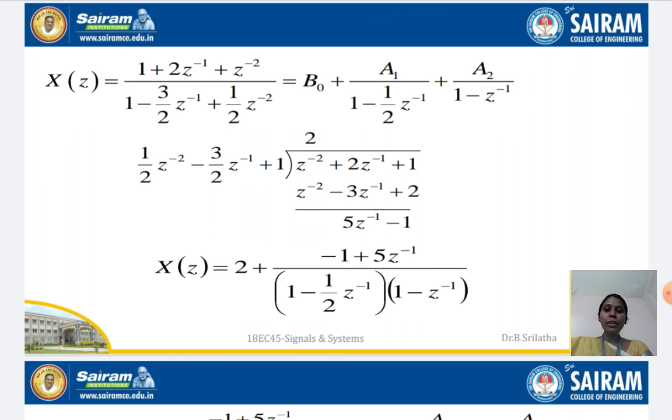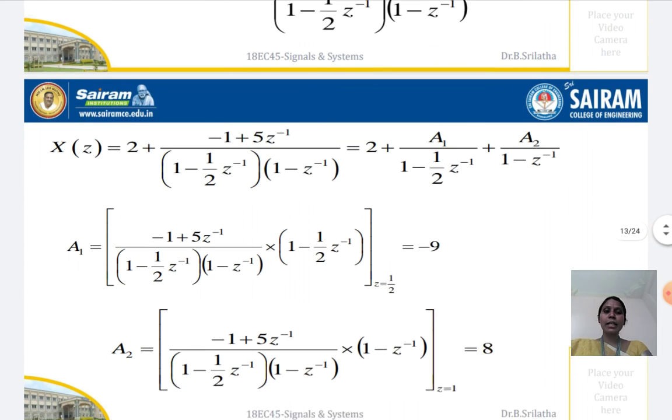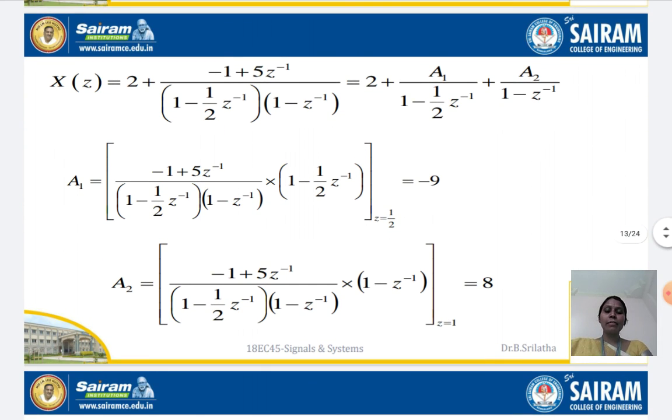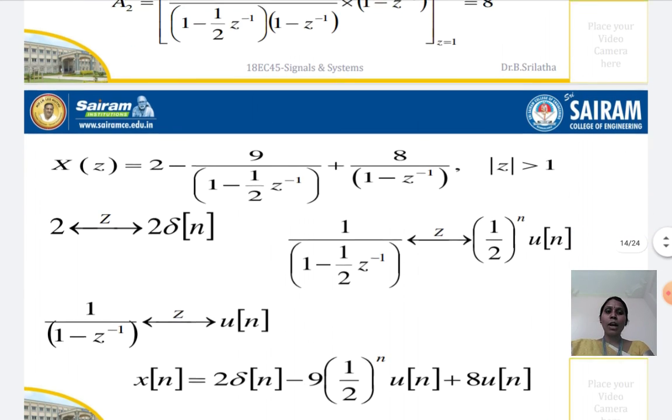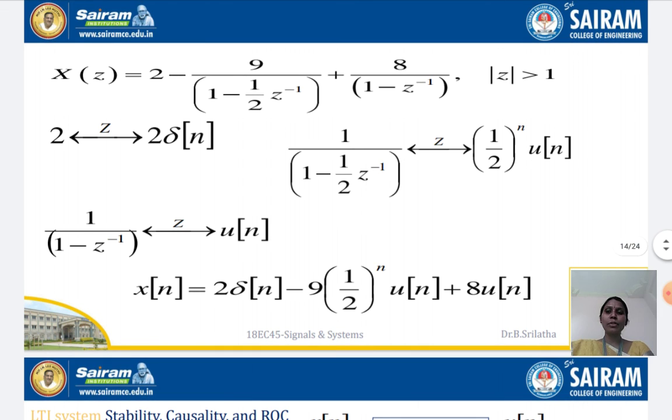The constant will remain as such. We apply the partial fractions to the second expression: A divided by the first root plus B divided by the second root, otherwise A1 divided by the first root plus A2 divided by the second root. We can apply any method to find A1 and A2. Here we got A1 equal to minus 9 and A2 equal to 8. Now I substitute A1 and A2 in the given expression.